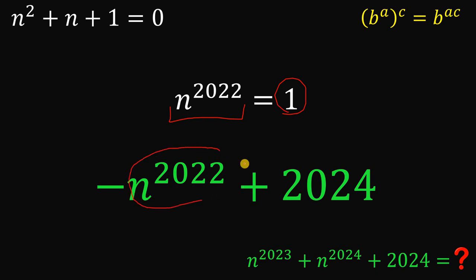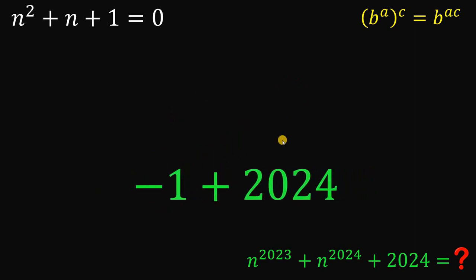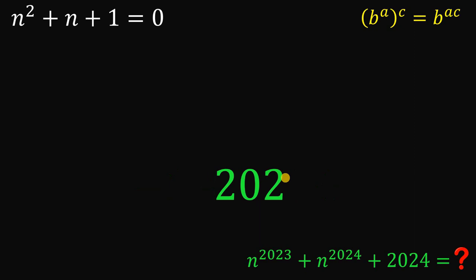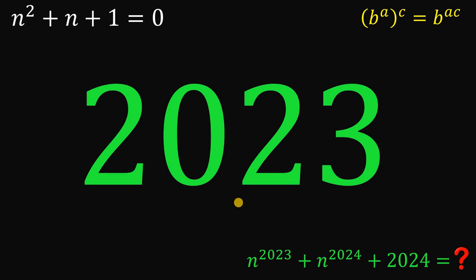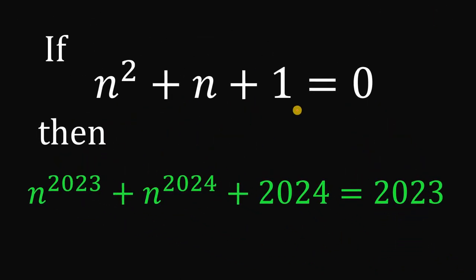So we can replace this expression right here with 1. So our expression becomes negative 1 plus 2024, and we can easily simplify this. This is just 2023, and that is our answer to this question. Therefore, if n squared plus n plus 1 equals 0, then the value of n raised to 2023 plus n raised to 2024 plus 2024 must be equal to 2023. And as always, we are done.